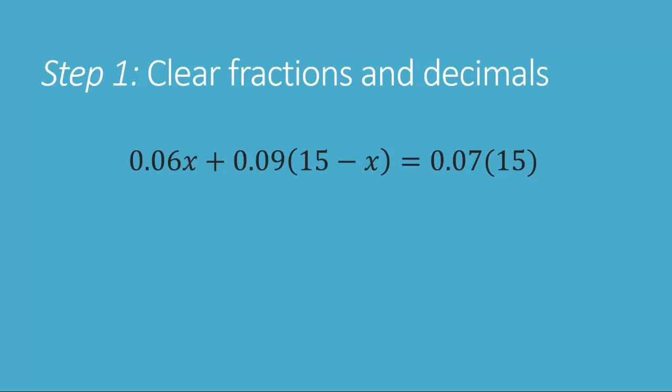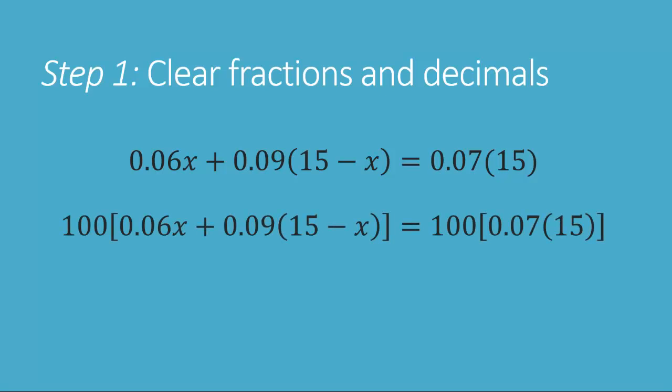So, as an example, we're going to look at this equation: 0.06x plus 0.09 times (15 minus x) equals 0.07 times 15. Step 1, clear fractions and decimals. In this case, we have decimals. The easiest way to get rid of the decimals is to multiply this entire thing by 100. Whatever we do to the left, we're doing to the right. So we're multiplying both sides by 100, and this will still stay equal.